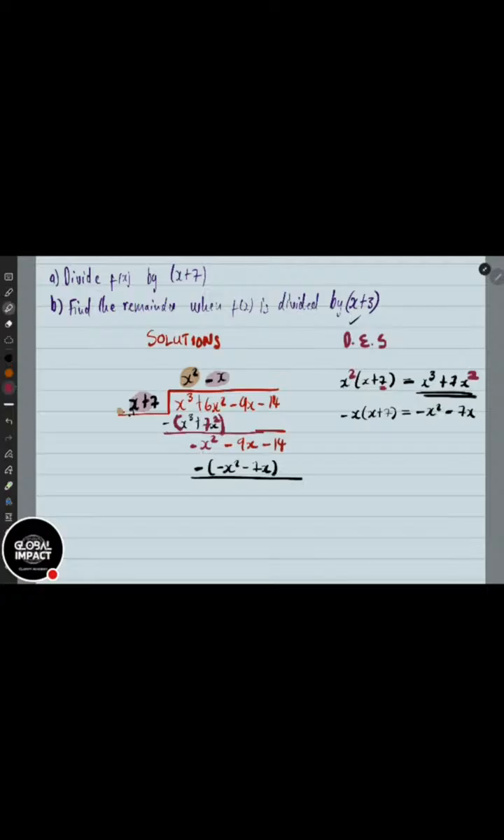Now what do? You say minus x squared minus minus. It's like minus x squared plus x squared. It cancels, becomes nothing. Then you now say minus 9x minus a minus 7x. So it's like you're saying minus, it's like plus. Minus 9x minus minus becomes plus 7x. So you say minus 9 plus 7, you get minus 2. Of what? Of x. Is there anything with the number? No. So the constant negative 14 comes down.